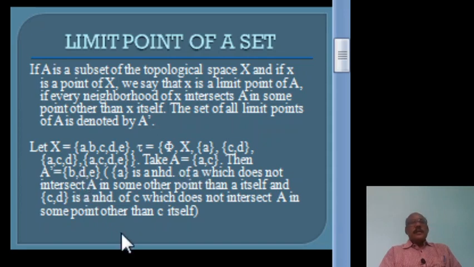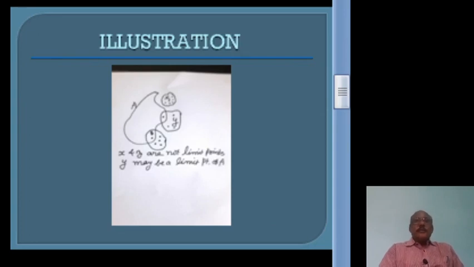What about E? In this way, you can say that E is also a limit point. So the limit points of A are B, D, E. So A dash is B, D, E. In this way, we find the limit points of a set. For example, consider this example.